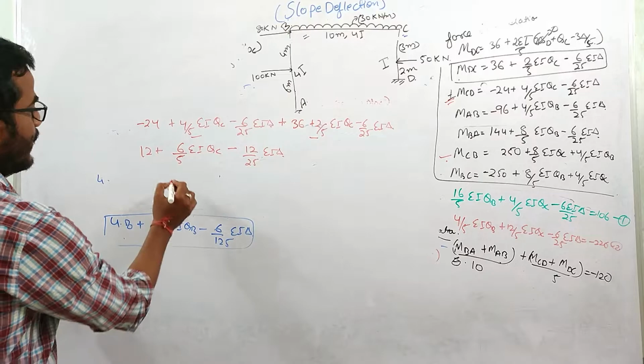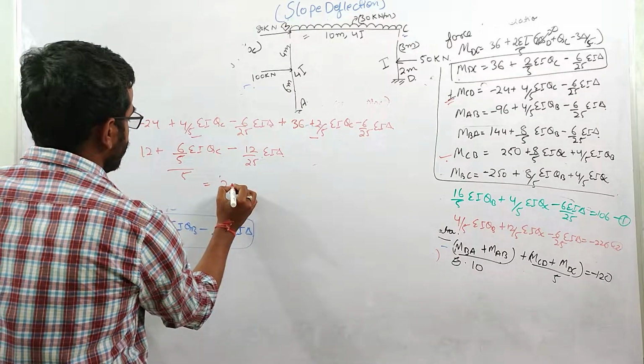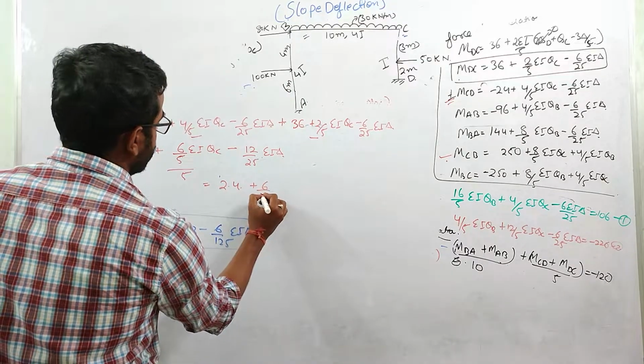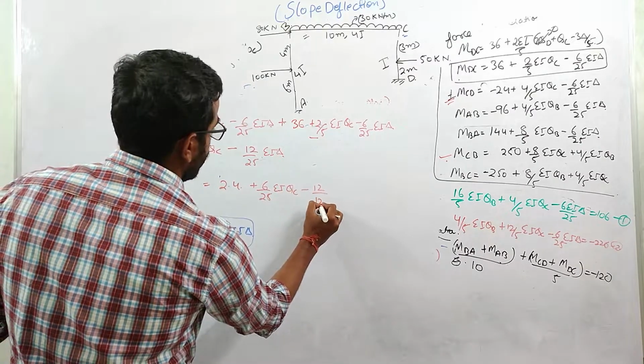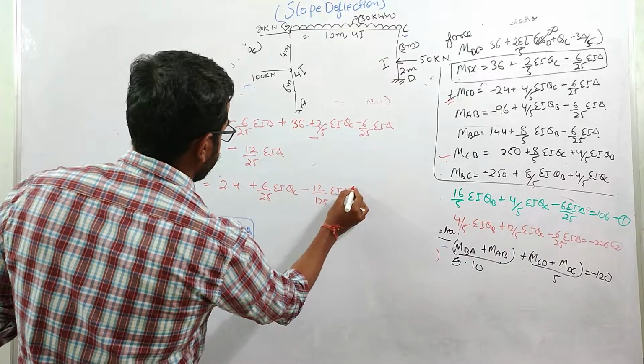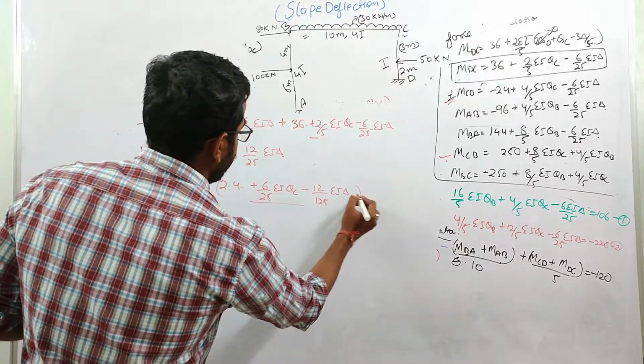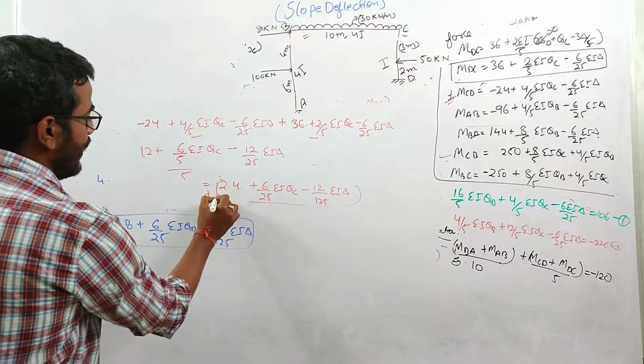Okay, and if I divide by 5, the value comes out to be 2.4 plus 6 by 25 EI theta C minus 12 over 125 EI delta. So this is the value, and these two equations will add to each other.